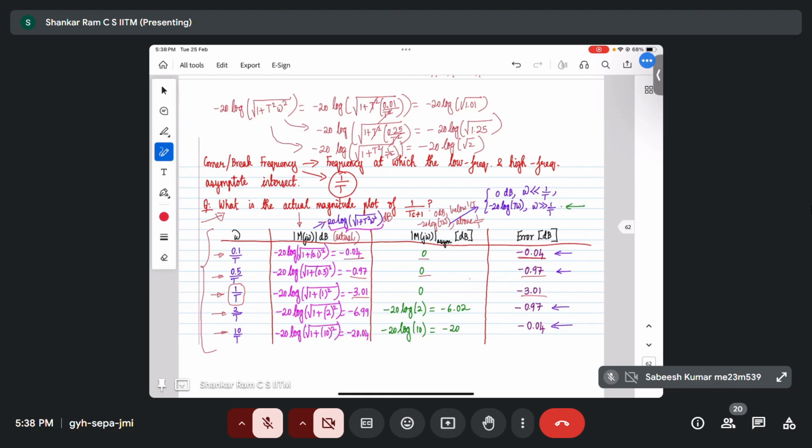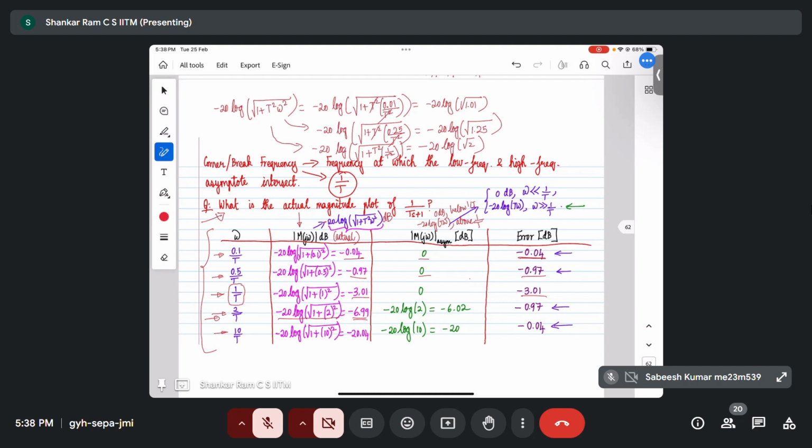Okay, so I hope it is clear, right? So slowly you can see that the difference has increased. Under the corner frequency, actually the difference between the actual and the asymptote is the maximum. Okay, then we go to 2 by t. As Roshan said, now it will become minus 20 log of square root of 5, which will be minus 6.99.